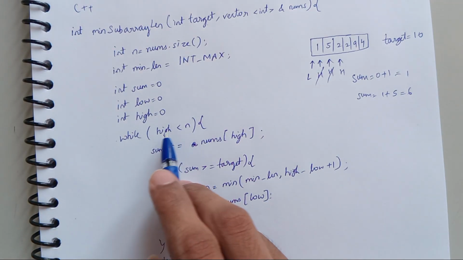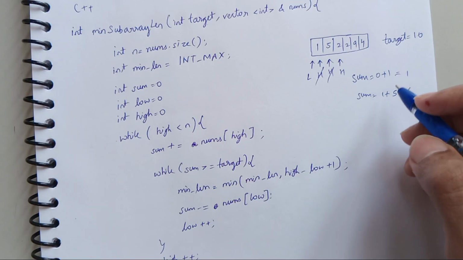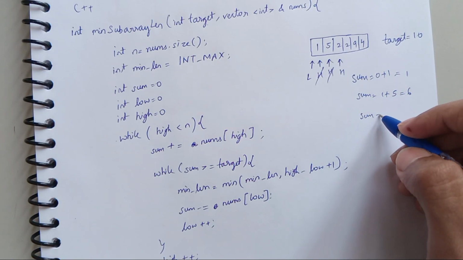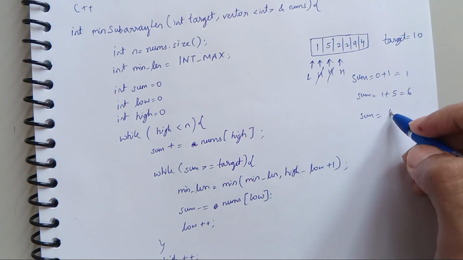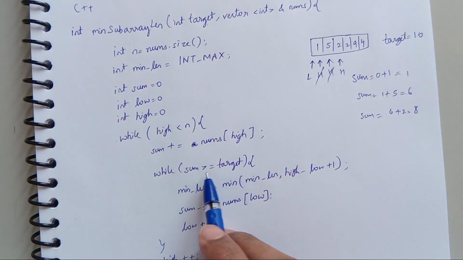Now again check the condition, satisfied. So again we update the sum. So we are updating all the subarray sums. So sum equal to 6 plus 2, which is 8. Still it is not satisfying this condition.